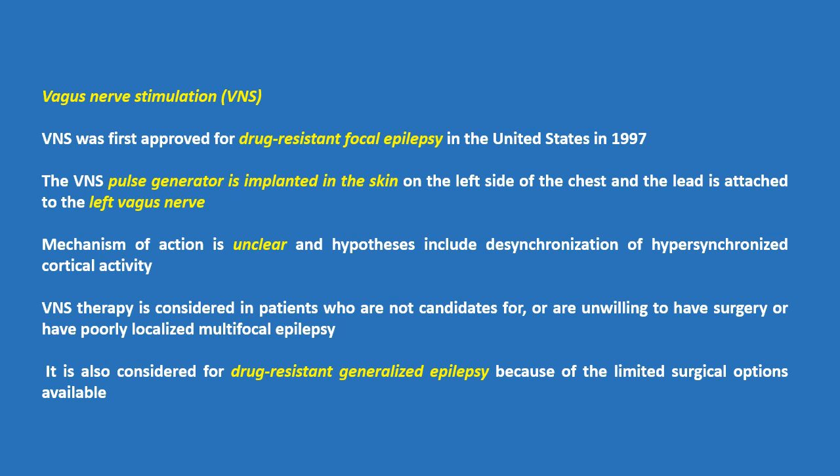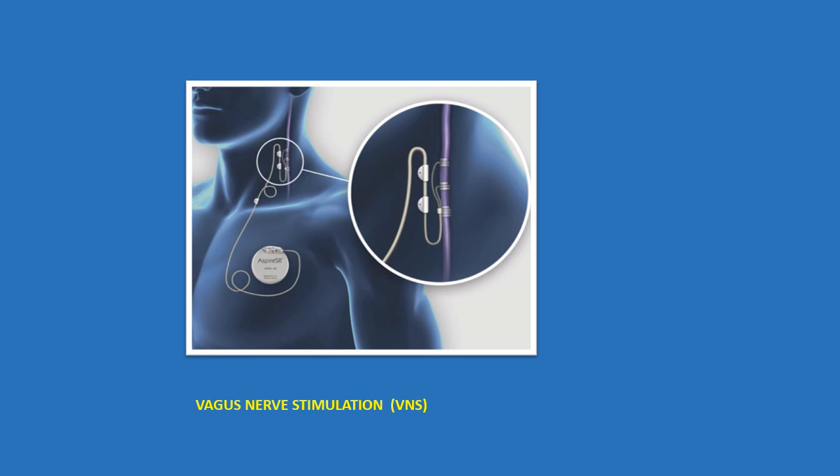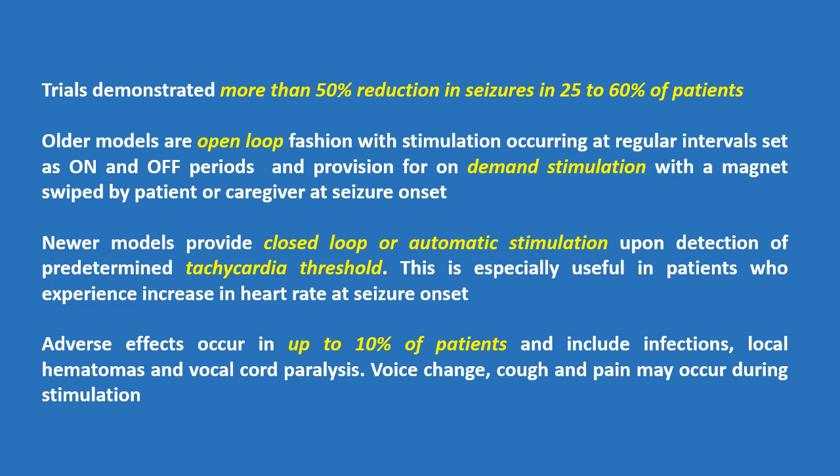VNS therapy is considered in patients who are not candidates for or are unwilling to have surgery or have poorly localized multifocal epilepsy. It is also considered for drug-resistant generalized epilepsy because of the limited surgical options available. This figure shows a VNS with the lead attached to the left vagus nerve and the pulse generator inserted under the skin. Trials have demonstrated more than 50% reduction in seizures in 25 to 60% of patients.